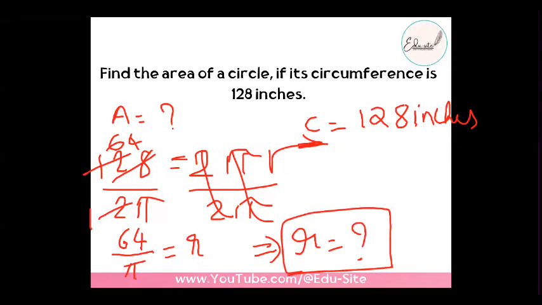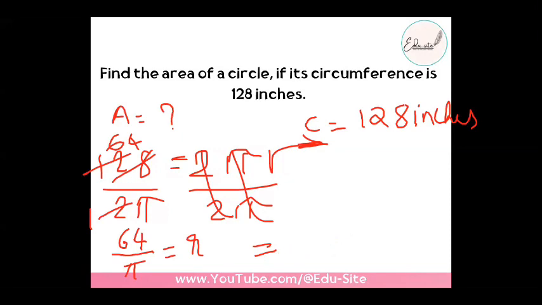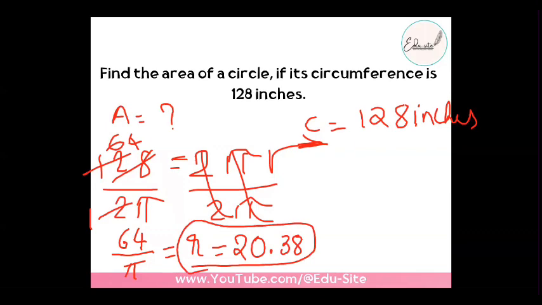Where are you going to apply this radius? The radius is 64 divided by 3.14, so it'd be 20.38. So this is the radius. Where are you going to apply this radius now? To find the area, right? Now we're going to write the equation for area and input the values. We know the radius is 20.38.